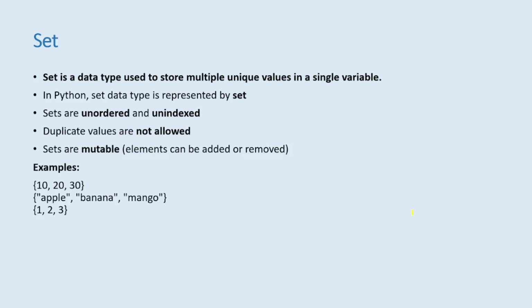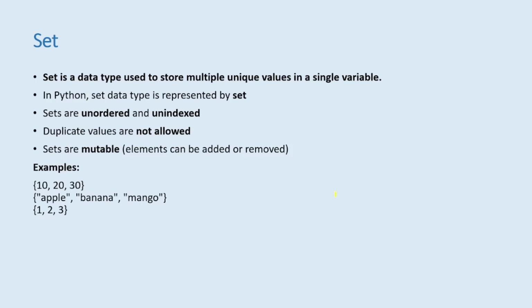In this video, we are going to learn about another important data type in Python called set. So what is a set? A set is a collection of multiple values stored in a single variable. Sets are represented by set. This is the data type for set in Python.